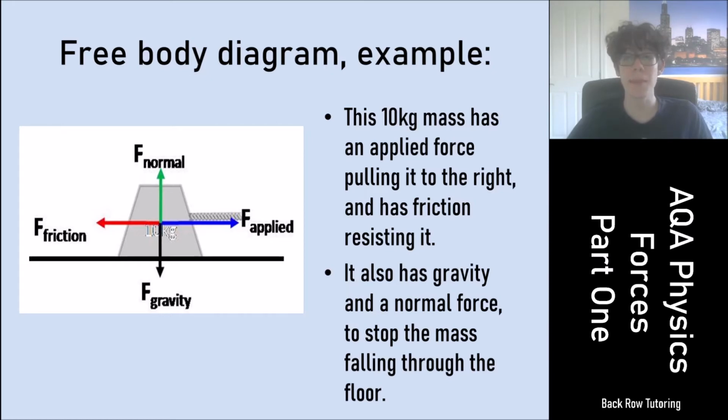This 10 kilogram mass has an applied force pulling it to the right. It also has friction resisting it. It also has gravity and a normal force to stop the mass falling through the floor. So here, this 10 kilogram mass has an applied force, or someone may be pulling this to the right. Because someone's pulling that to the right and it's touching the floor, you have the frictional force, which opposes that force being applied to it, pointing to the left.